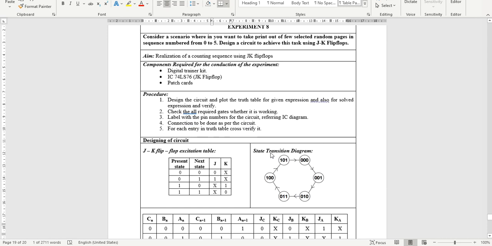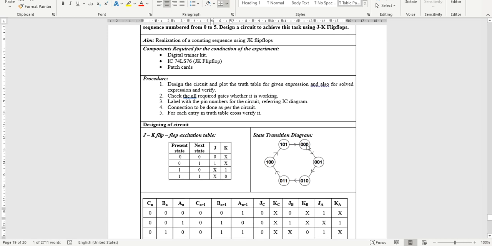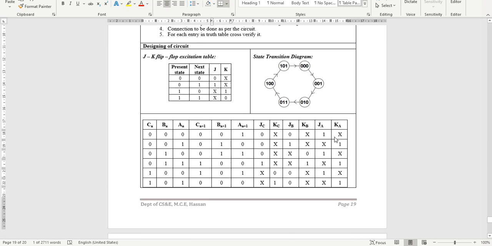By looking into the state transition diagram, the counting sequence starts from 0, 0, 0 and moves to the next state, which is 0, 0, 1. From 0, 0, 1 to 0, 1, 0. Next 0, 1, 1. From there it is 1, 0, 0. Finally it ends up with 1, 0, 1. If you represent that in decimal, then it is moving from 0, 1, 2, 3, 4, 5. Once again it comes back to 0.